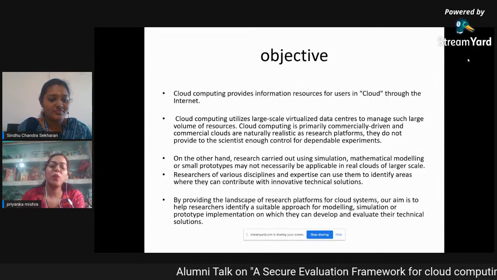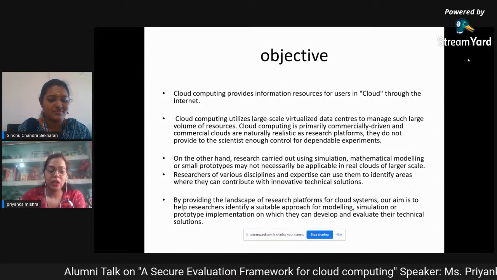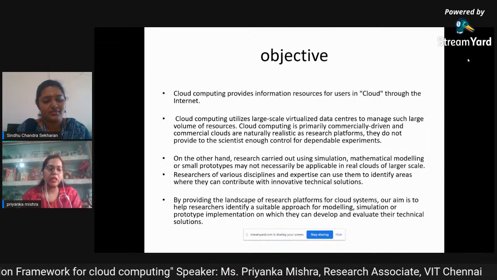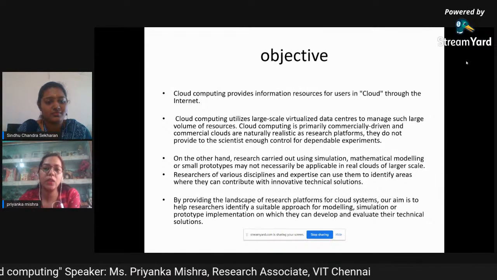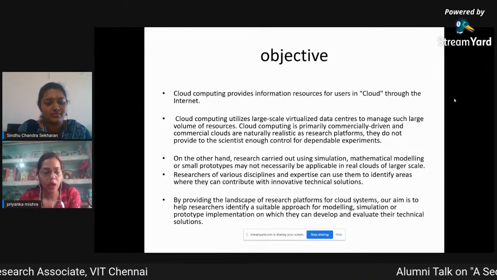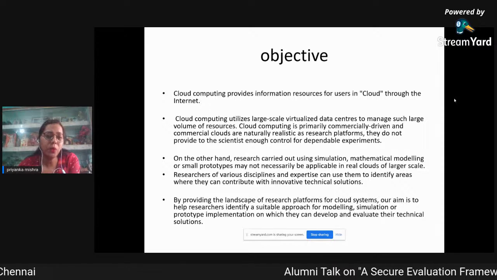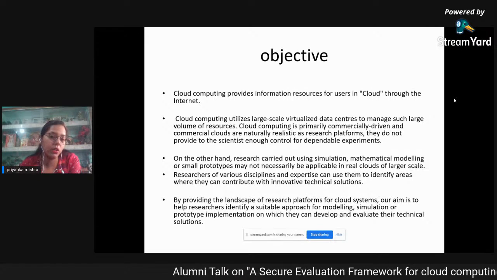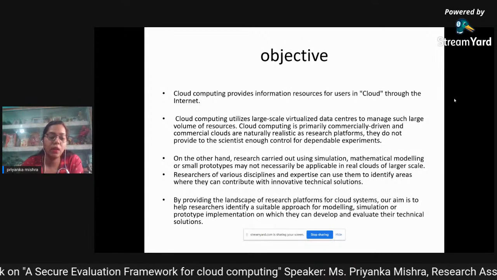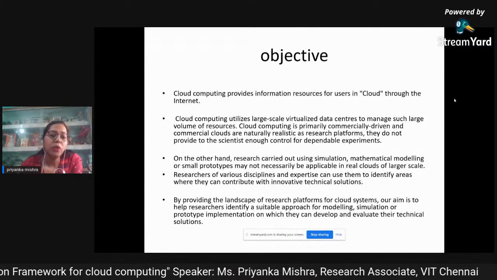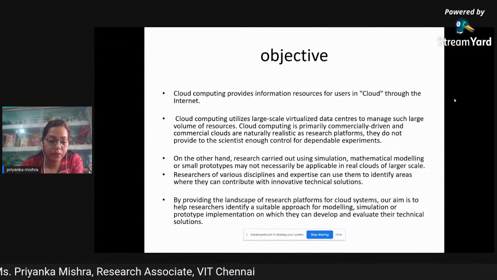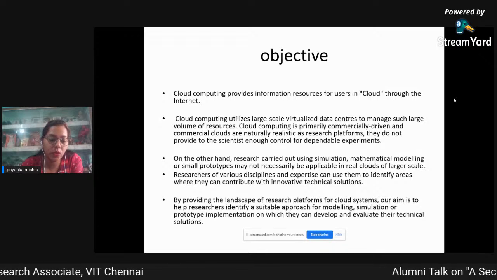So, first of all, what is cloud computing? Cloud computing is the delivery of different services over the internet, and users access the resources through the internet. It includes tools, applications, storage, servers, databases, networking, and software. Cloud computing utilizes large scale virtualized data centers to manage such a large volume of resources.